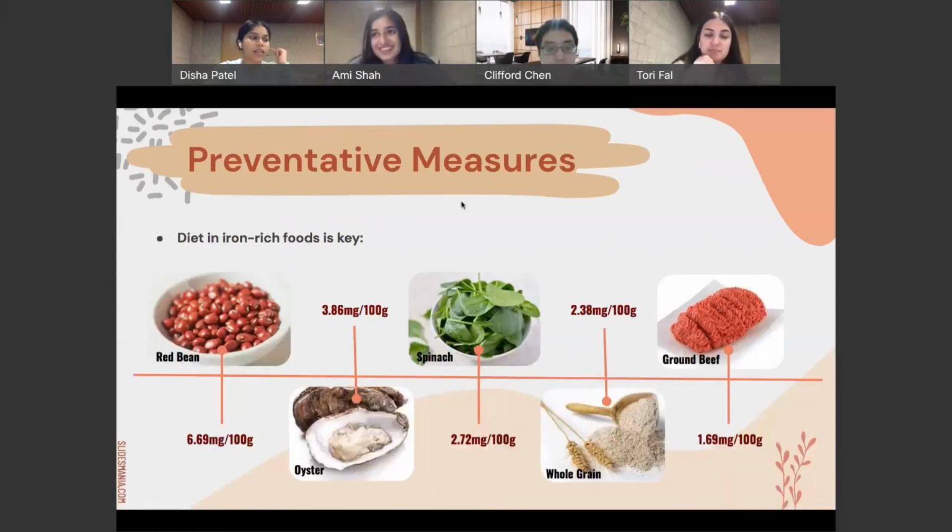To prevent the onset of iron deficiency anemia, diet in iron-rich foods is key. Here I've shown different examples of foods that contain significant amounts of iron. As you follow the pictures from left to right across the line, the amount of iron decreases. It may come as a surprise to see that ground beef has less iron than red beans.